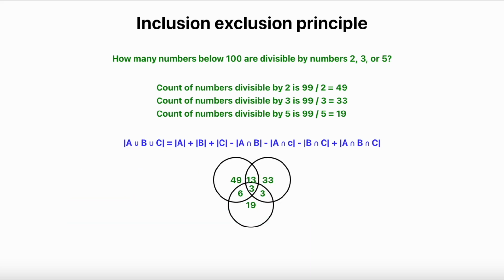It can be represented in a Venn diagram as this, where the top left circle represents the count of numbers divisible by 2. The top right circle represents the count of numbers divisible by 3. And the bottom circle represents the count of numbers divisible by 5. In general, for calculating the union of sets, we subtract the intersection of sets if their cardinality is even, or we add the intersection of sets if their cardinality is odd.